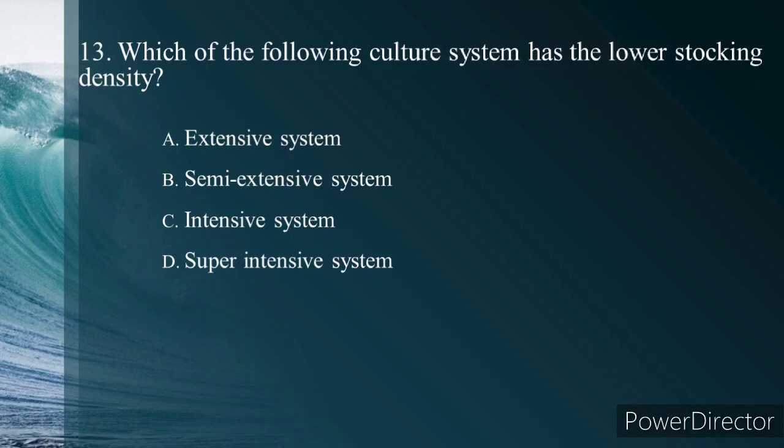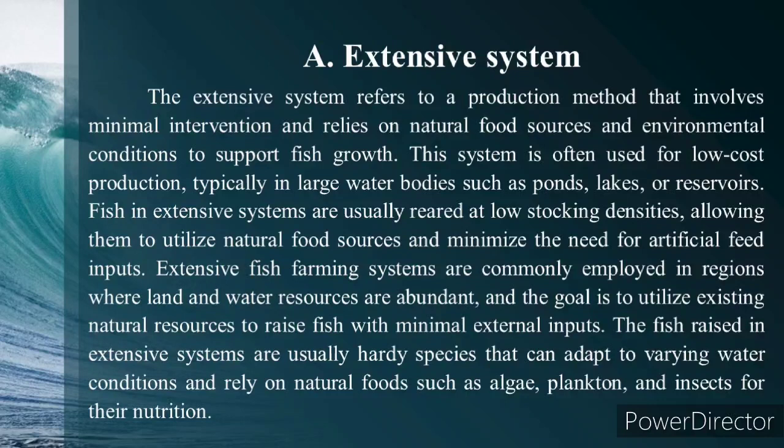Extensive system. The extensive system refers to a production method that involves minimal intervention and relies on natural food sources and environmental conditions to support fish growth. This system is often used for low-cost production, typically in large water bodies such as ponds, lakes, or reservoirs. Fish in extensive systems are usually reared at low stocking densities, allowing them to utilize natural food sources and minimize the need for artificial feed inputs.